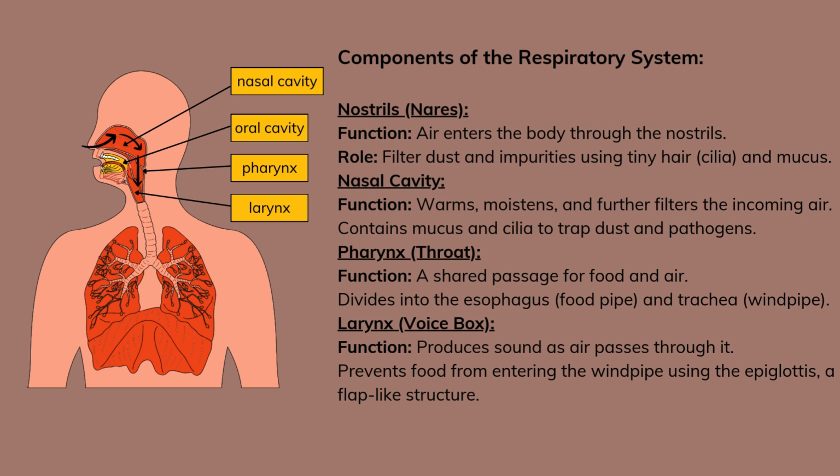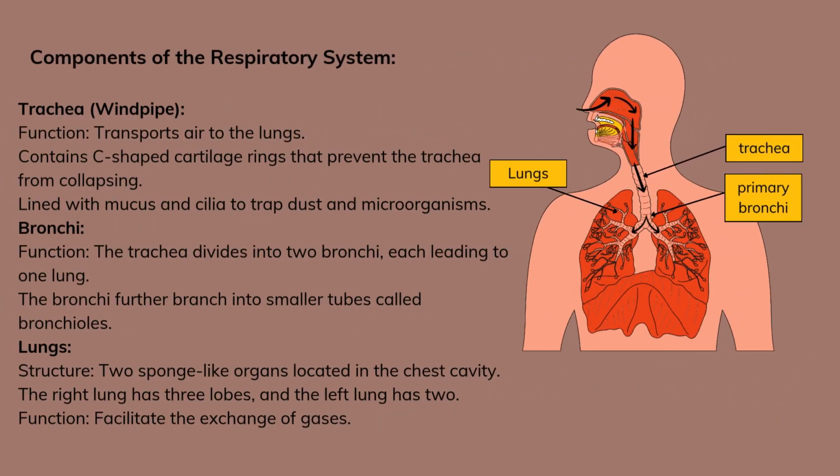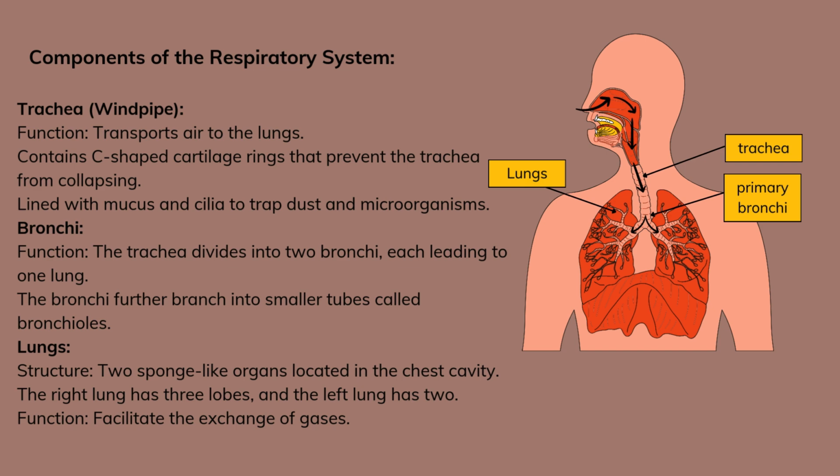Larynx, voice box. Function: produces sound as air passes through it, prevents food from entering the windpipe using the epiglottis, a flap-like structure. Trachea, windpipe. Function: transports air to the lungs. Contains C-shaped cartilage rings that prevent the trachea from collapsing, lined with mucus and cilia to trap dust and microorganisms.